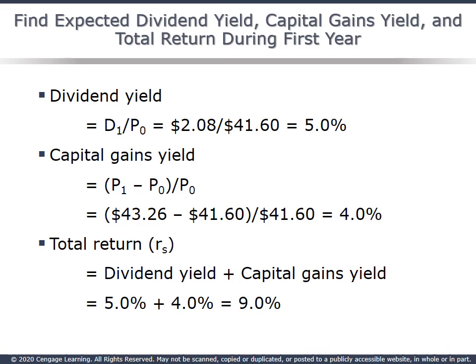That return is made up of the two parts, dividend yield and capital gains yield. So we have the total return of 9%. We have the dividend yield, we just calculated that, of 5%. So the difference there, the plug figure, is the capital gains yield. It's 4%.